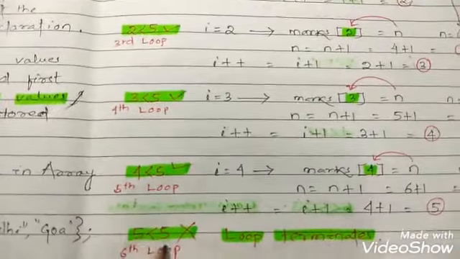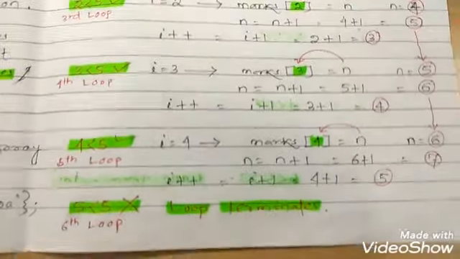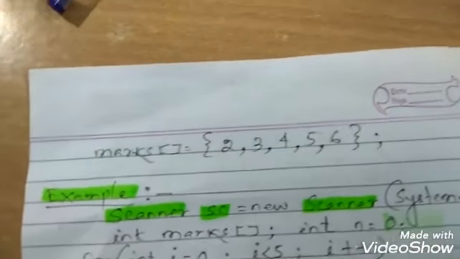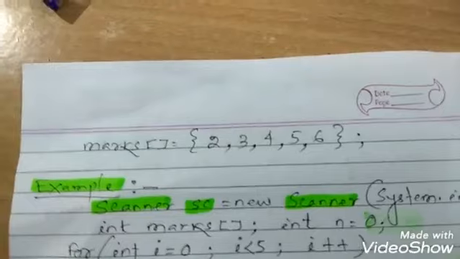Is 5 less than 5? No. Then the loop will be terminated, or the loop terminates. And when the loop terminates, you will get the output. You will get the output as marks equal to 2, 3, 4, 5, 6.